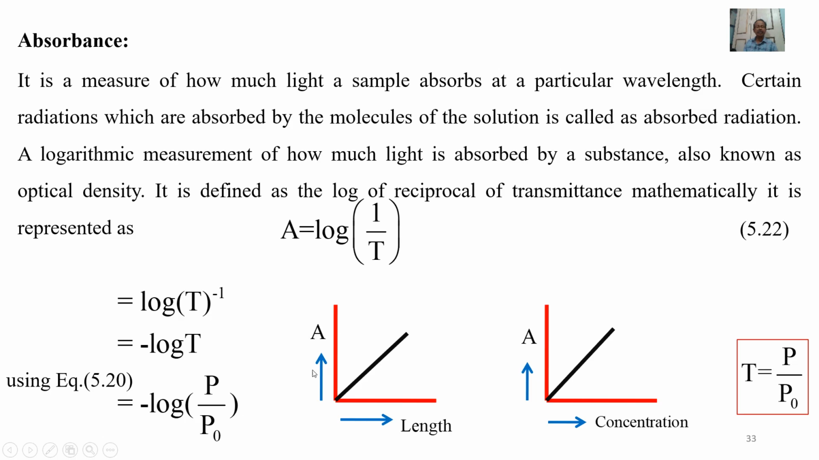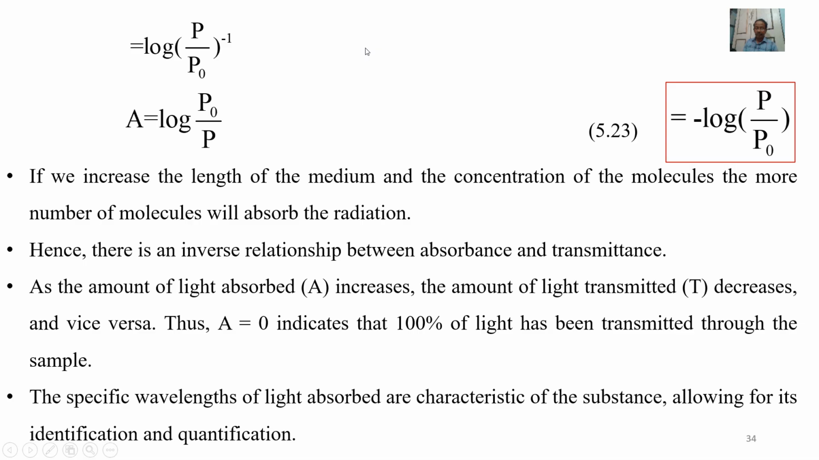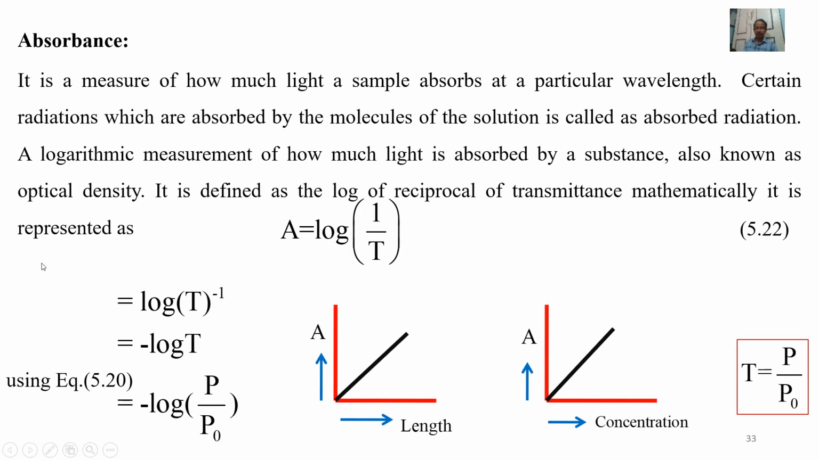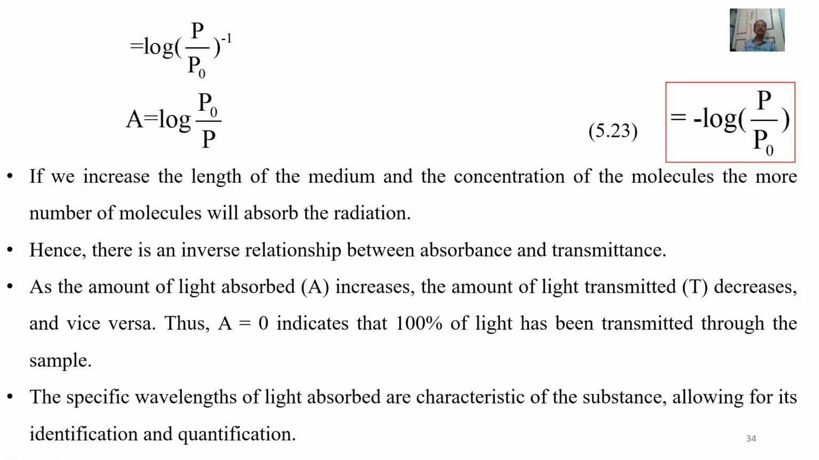Of course, when length increases, the absorption increases, and when the concentration increases, the absorption increases, as shown in the figure. So we have minus log P divided by P naught. Just bring this minus to the power, then we have P divided by P naught to the power minus 1, which is nothing but A equals log P naught by P.